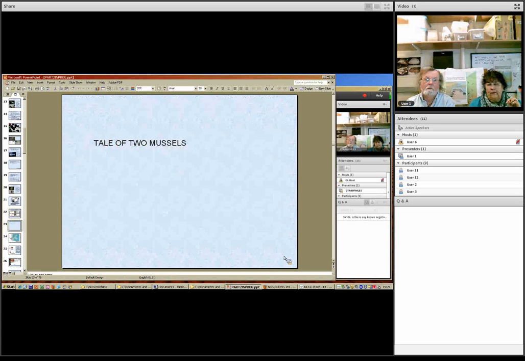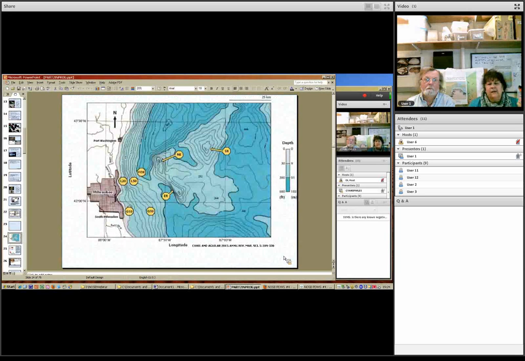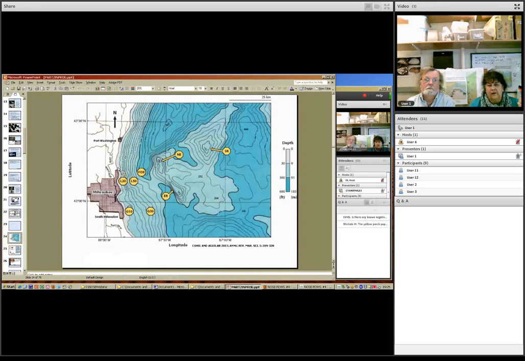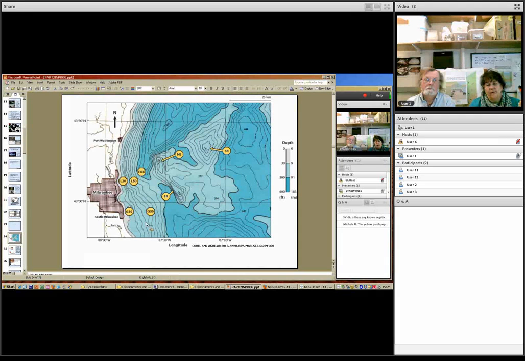So now we're going to be talking about the tale of two mussels. We were saying that the zebra mussels were hugging the coastal area. They like the really warm water and hard surfaces. So here we find rocks. And these are the stations that we usually sample. These are north of the harbor, south of the harbor, and then we visit several stations along this side.